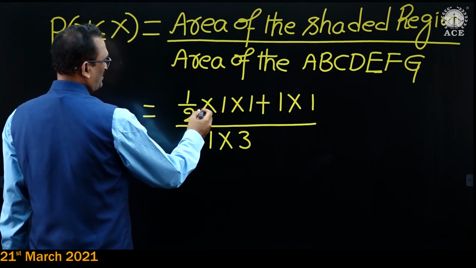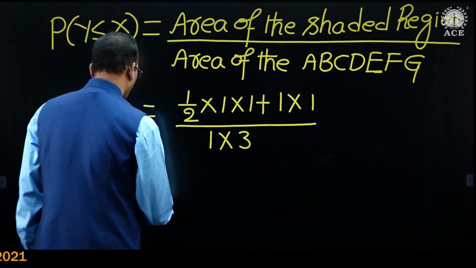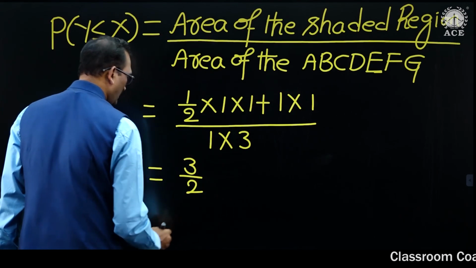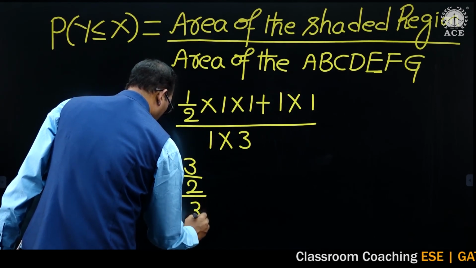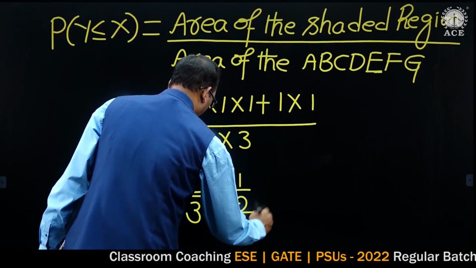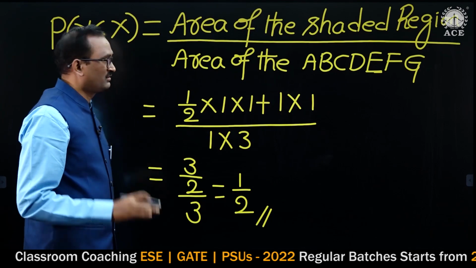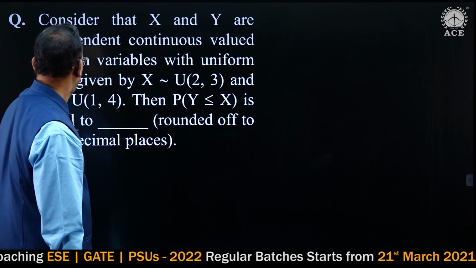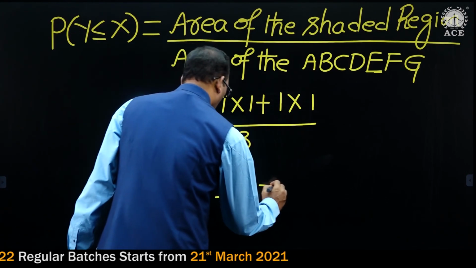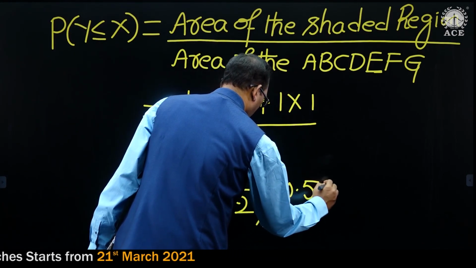Now this is 1 by 2 plus 1, that is 3 by 2, divided by 3. So the answer is 1 by 2, 0.5. So 1 by 2 is the required answer. It is a fill in the blank question, so 0.5 is the answer.